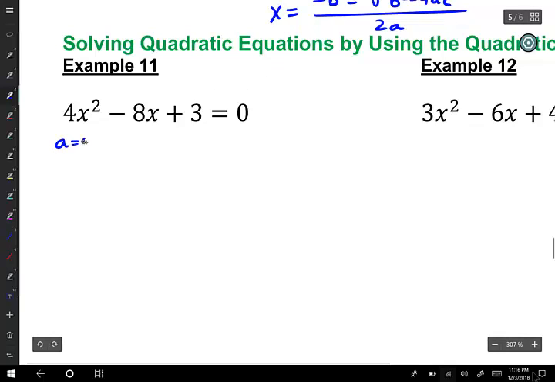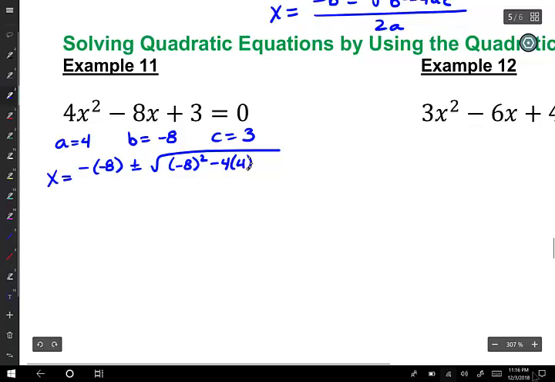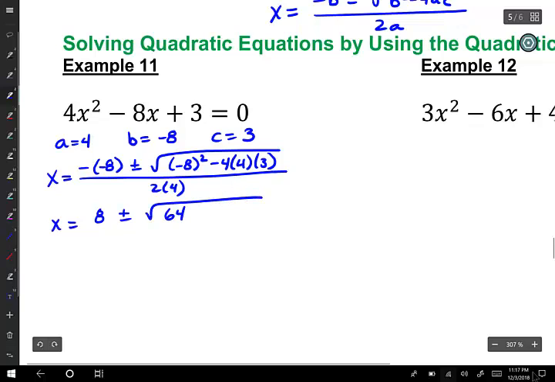We've got a equals 4, b equals negative 8, and c equals positive 3. That means x equals the opposite of negative 8 plus or minus the square root of negative 8 squared, put that in parentheses, minus 4 times 4 times 3, all over 2 times 4. That's the biggest step in your problem. So you've got 8 plus or minus the square root of 64. Now, 4 times 4 is 16. 16 times 3 is 48. So I've got 64 minus 48 all over 8.